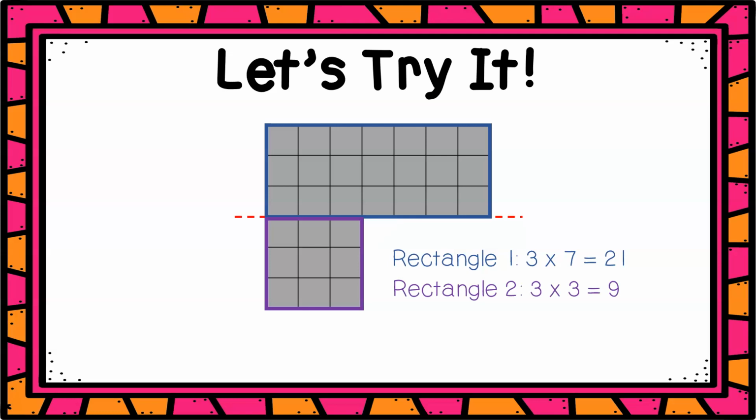Now remember, after we find both of the areas of the smaller rectangles, we need to add them together to find the total area of the whole figure. So 21 plus 9. And we know that 21 plus 9 equals 30. So we now know that the area of the figure we were given in the beginning is 30 square units. Don't forget, we have to have square units because that's the unit of measurement that we put on area.